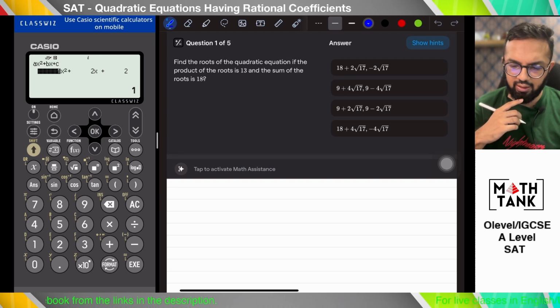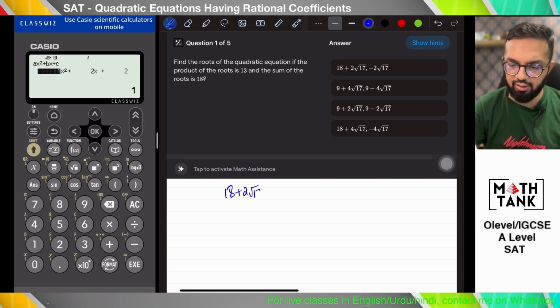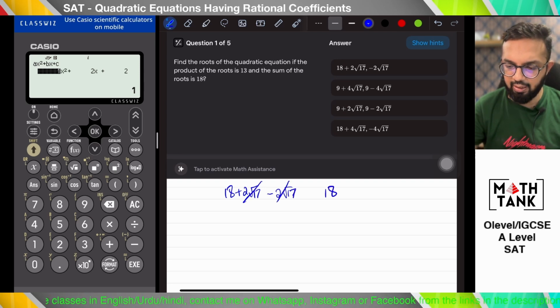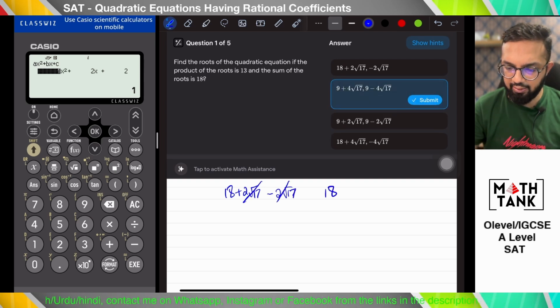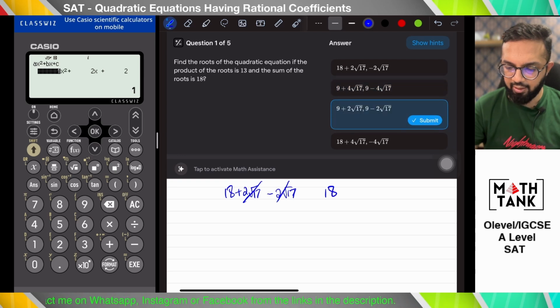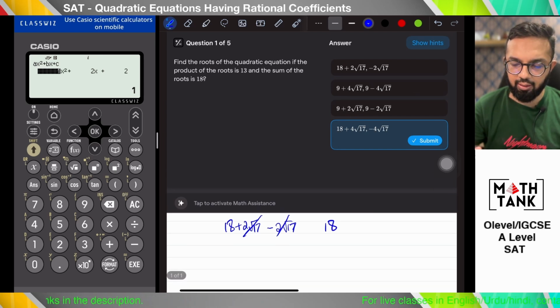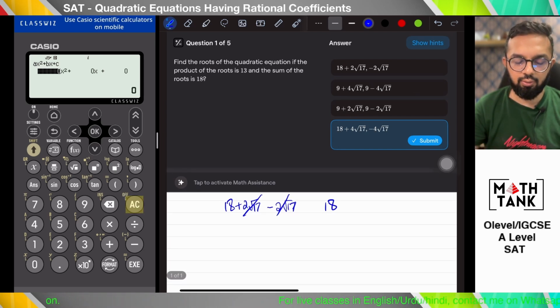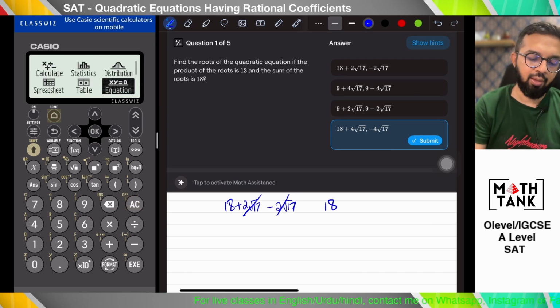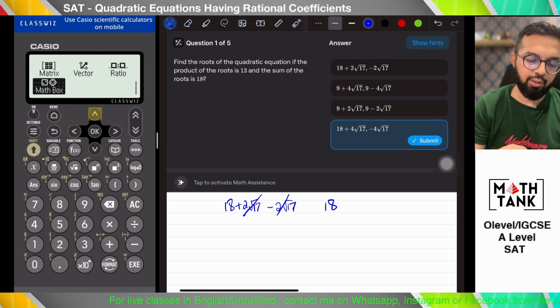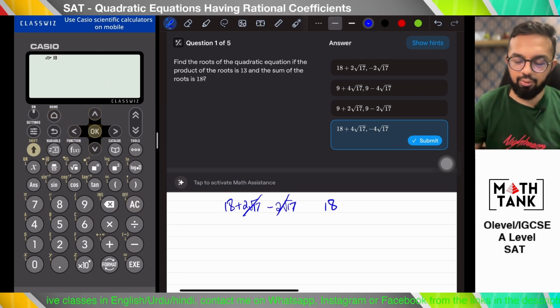Okay, so that makes it very easy. If I start with the sum, 18 plus 2 root 17 plus minus 2 root 17 should give me 18. The first answer option stays valid. B is also valid. C is also valid. And D is also valid. So the sum for all of these answers, the roots that I have, is the same. Why don't I just rely on the product now?